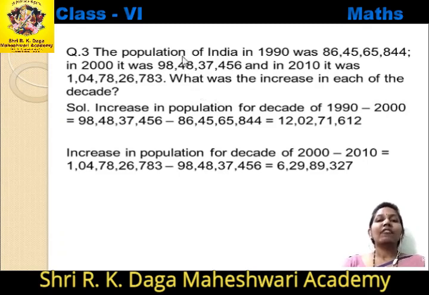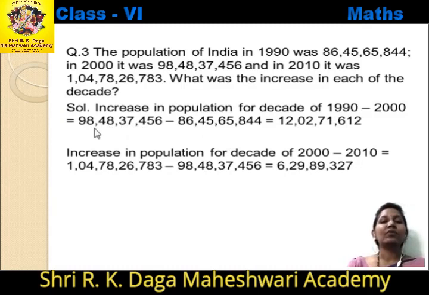Now you have given population of the year 1990, 2000 and 2010, and you have to find out increase in each decade. Increase in each decade, that is difference between these two population and difference between these two population. So in the solution, first we will find the increase in population for decade 1990 and 2000.